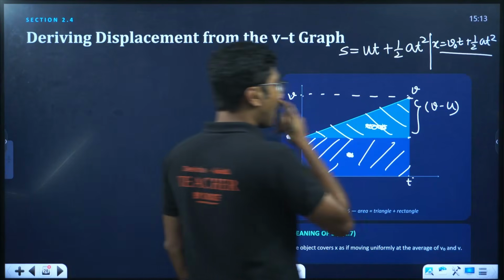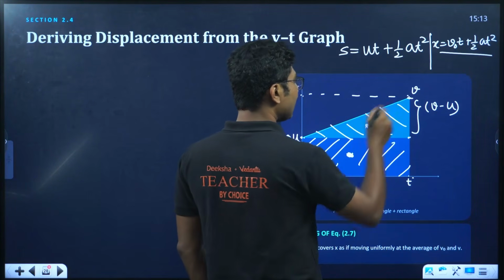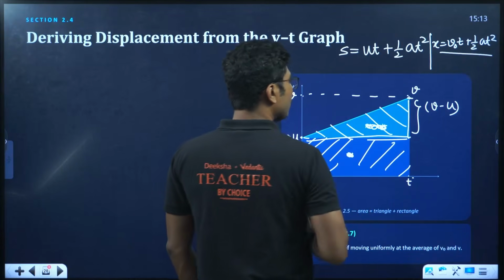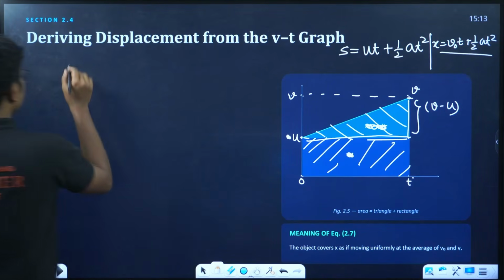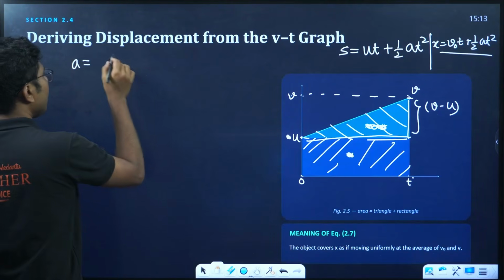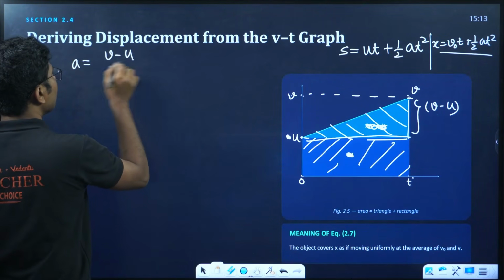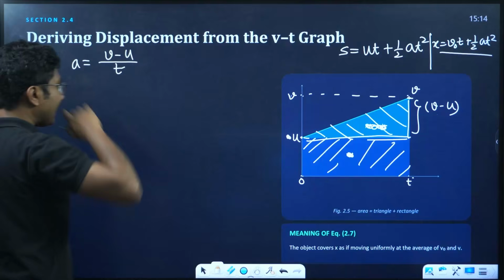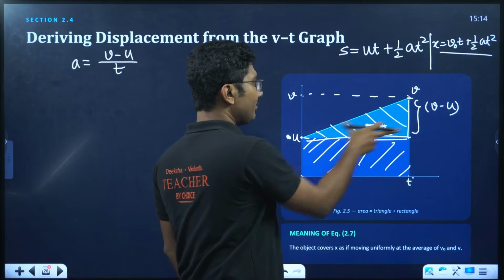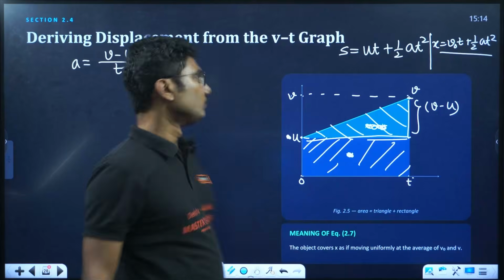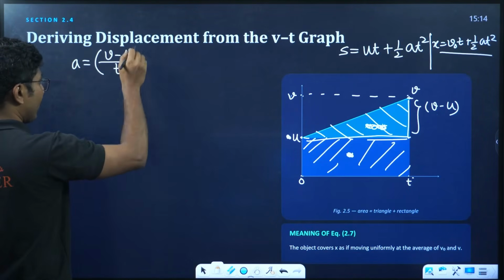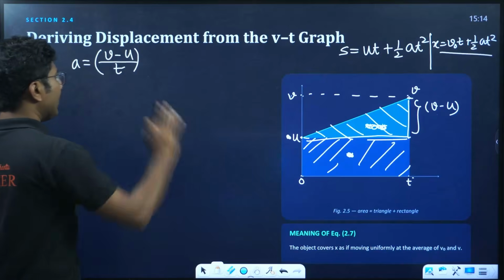Now what is acceleration? Acceleration is given by the slope of this graph. So slope is given by v minus u divided by t, delta y by delta x. Delta y is v minus u, delta x is t. This is acceleration. We will use it later on, just keep it aside for now.